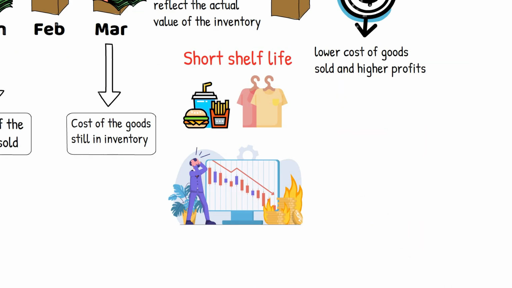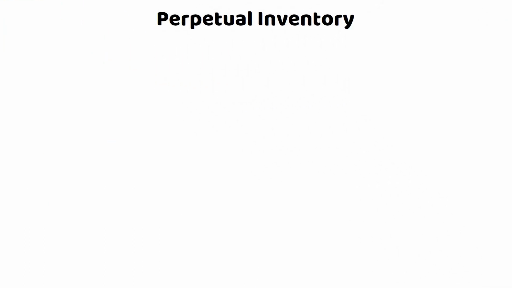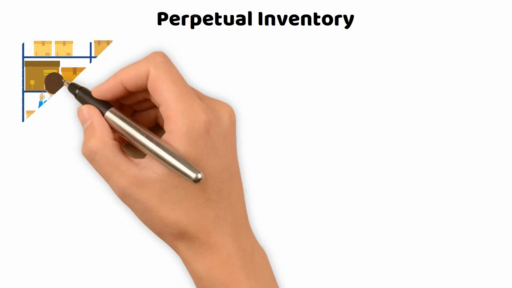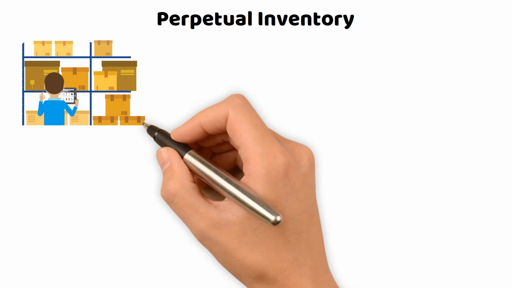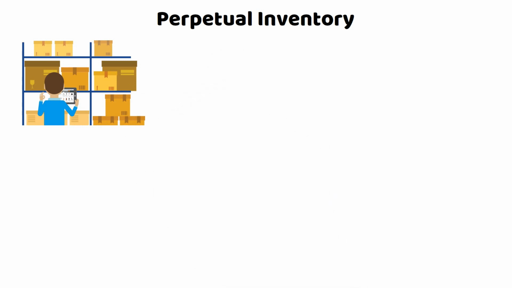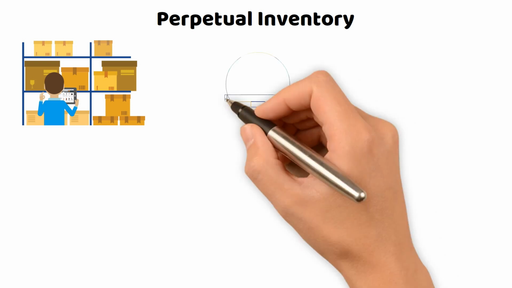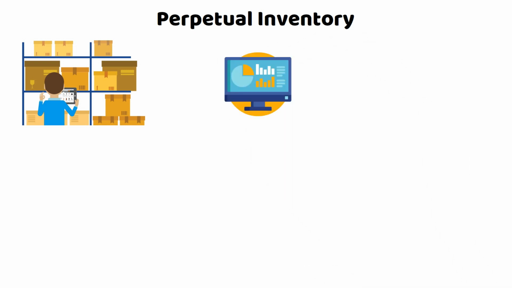Perpetual Inventory. Perpetual inventory is a system of inventory management that continuously tracks inventory levels in real time. It provides a highly accurate and up-to-date record of inventory levels, allowing businesses to manage their inventory better and make informed decisions about purchasing, stocking, and selling products.